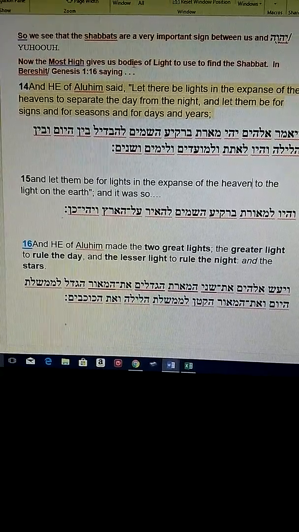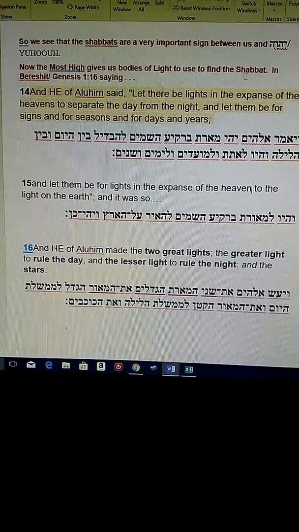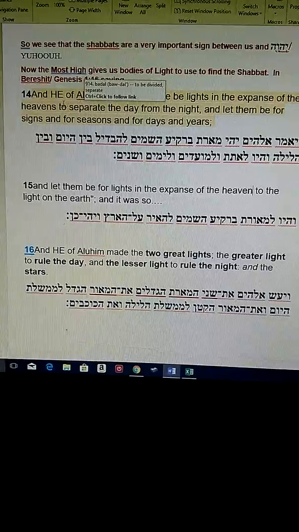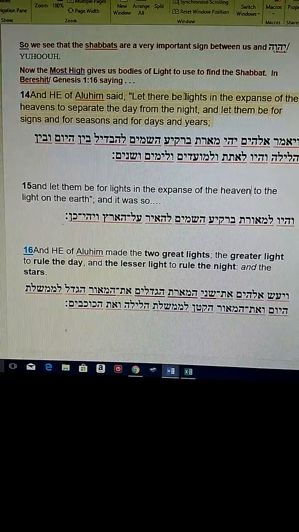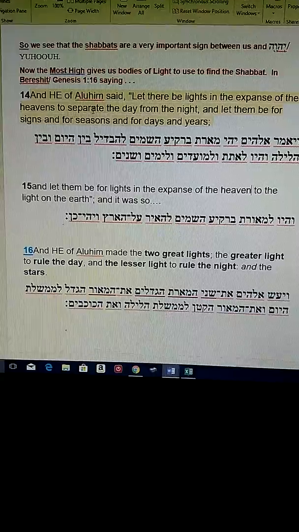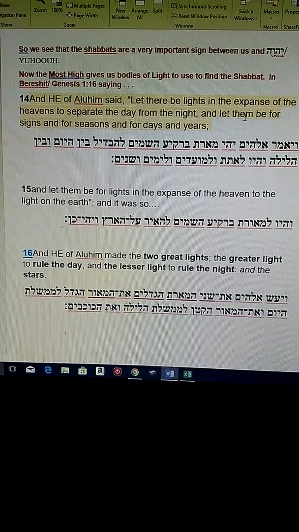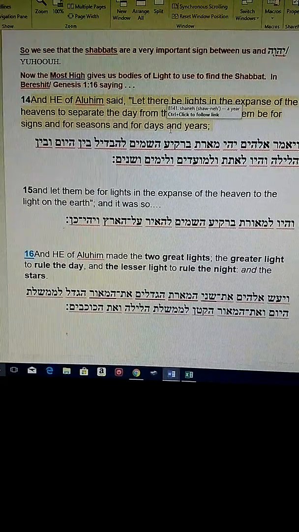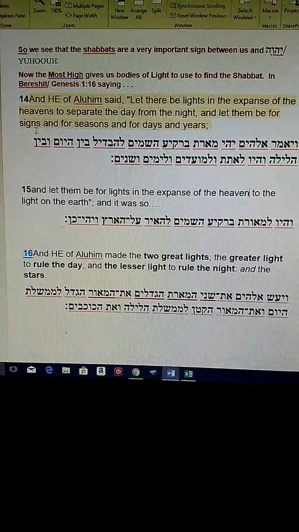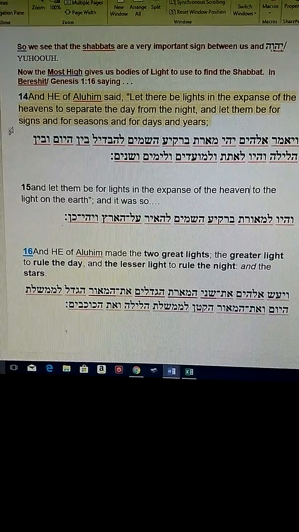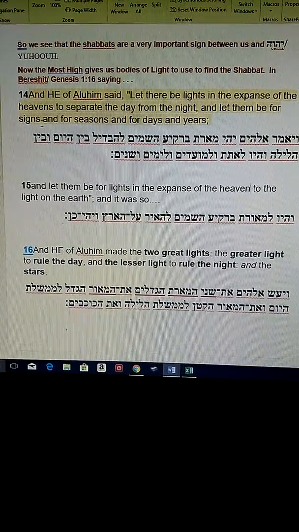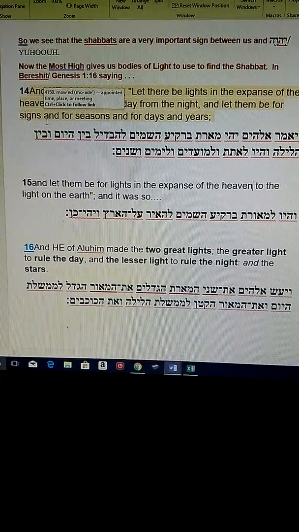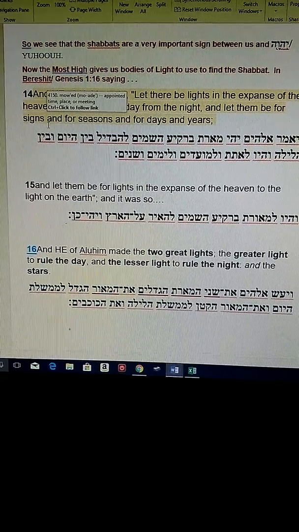Now the Most High gives us bodies of light to use to find the Shabbat. In Bereshit Genesis chapter 1:16, it says, "And Elohim said, Let there be lights in the expanse of the heavens to separate the day from the night, and let them be for signs and for seasons and for days and years." Remember in the previous video, the key word we were focusing on was signs, or le'atat, which also means a sign or a marker.